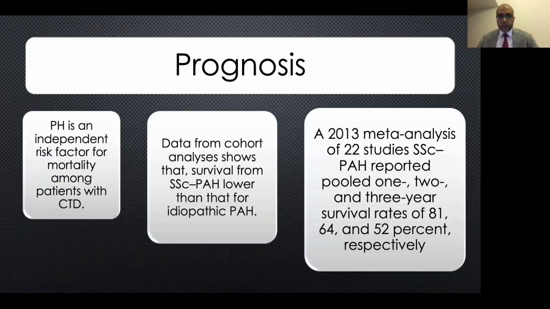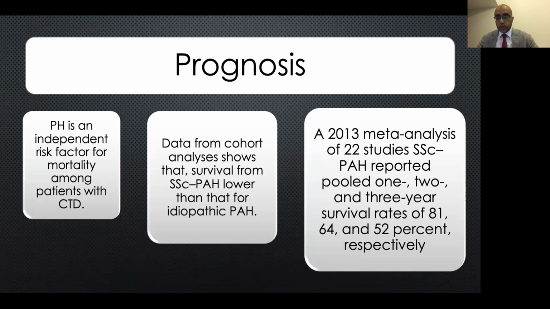For the prognosis, pulmonary hypertension itself is an independent risk factor for mortality among patients with connective tissue disease, and it is also a leading cause of death in some diseases like scleroderma. Even when comparing a cohort of patients with scleroderma-associated pulmonary hypertension, they have a survival rate which is lower even than patients with idiopathic pulmonary hypertension in other populations.